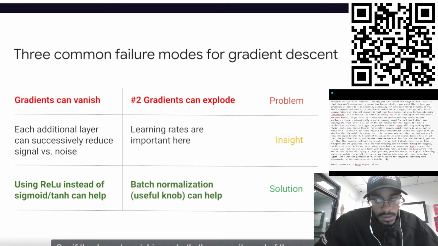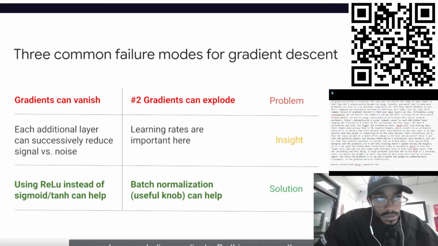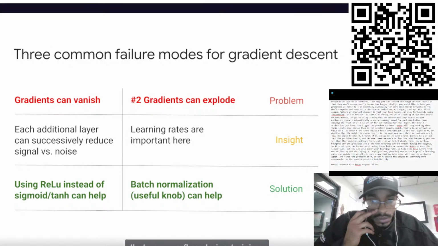So, if they're vanishing, what's the opposite end of the spectrum? Number 2, you can have exploding gradients. By this we mean they get bigger and bigger and bigger until your weights get so large that you overflow during training.